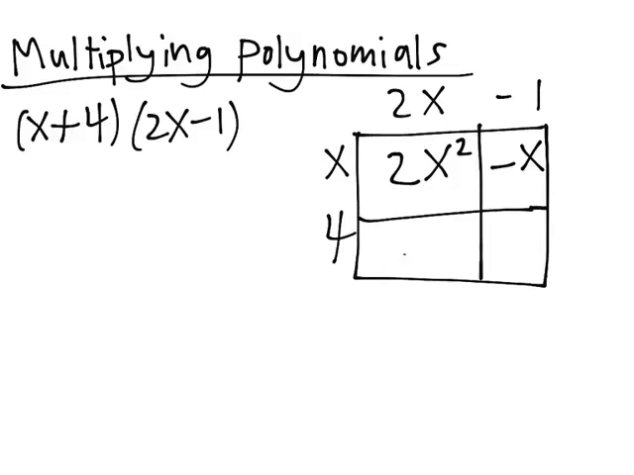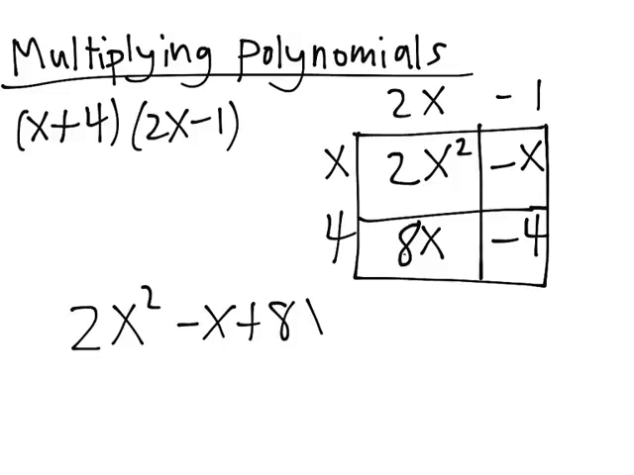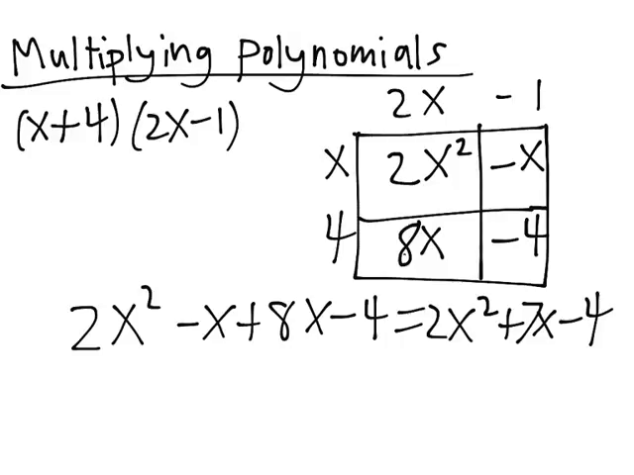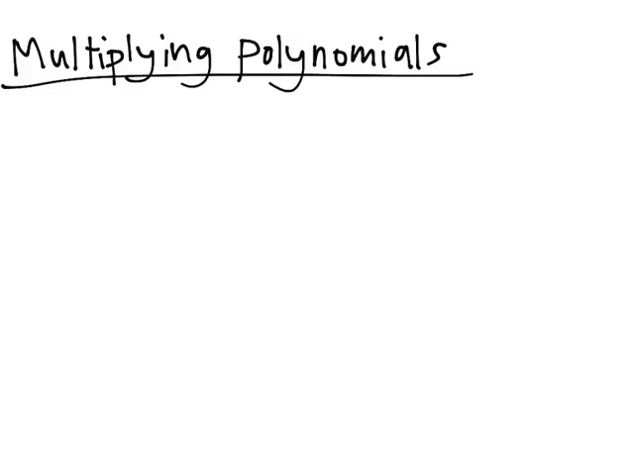And then on the bottom left, we have 4 times 2x, which gives us 8x. And finally, on the bottom right, we have minus 1 times 4, which gives us minus 4. Once again, we get these same 4 terms, but this time it's easier to see where they're coming from. If we add them up, we get 2x squared minus x plus 8x minus 4, which again equals 2x squared plus 7x minus 4.